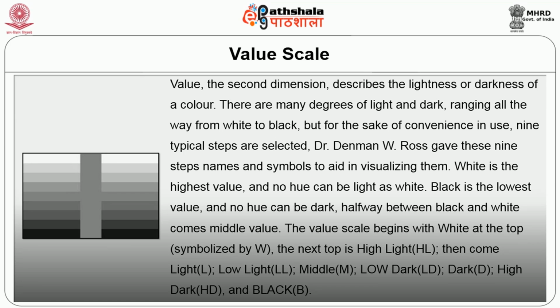The value scale begins with white at the top, symbolized by W. The next step is called highlight, that is HL. Then comes light, that is L. Next is low light, that is LL. Next is middle, that is called M. Next is low dark, that is LD. Next is dark, that is D. Next is high dark, that is HD, and the last one is black, that is called B.